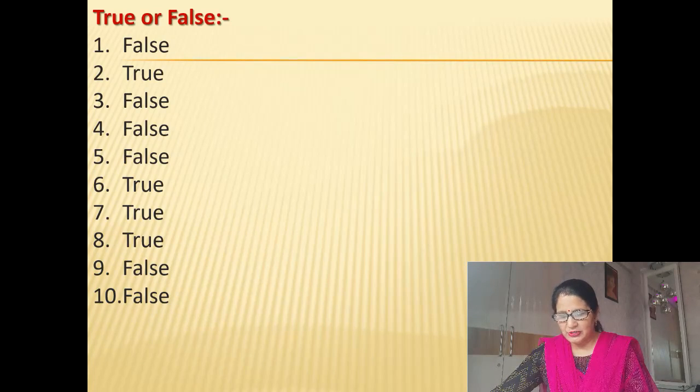A process according to which a class acquires the characteristics from another class is called encapsulation. This is also false. Procedure-oriented programs stress on data. This is true, because procedure-oriented programs work on the data. C++ is also an object-oriented programming language. Yes, this is true. An object is identified by its characteristics. This is also true.